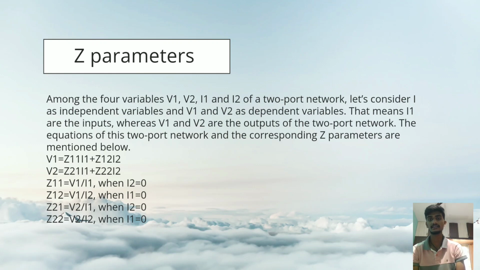Now by equating the equations we get Z11 equals V1 divided by I1 when I2 equals 0. Z12 equals V1 divided by I2 when I1 equals 0. Z21 equals V2 divided by I1 when I2 equals 0. Next, Z22 equals V2 divided by I2 when I1 equals 0. These are the main things of impedance parameters.